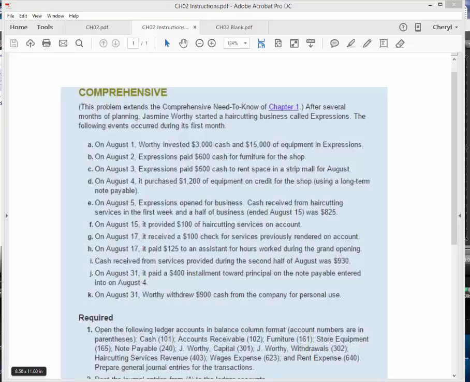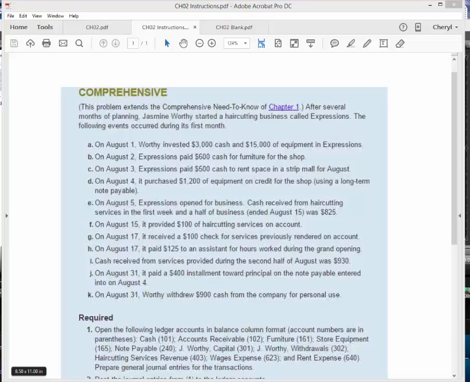On to journalizing transactions in Chapter 2. Okay, folks, when you go back to the end of Chapter 2, back to that demonstrative problem with Jasmine Worthy and her haircutting business called Expressions, I want to make sure that we're okay with how to journalize.